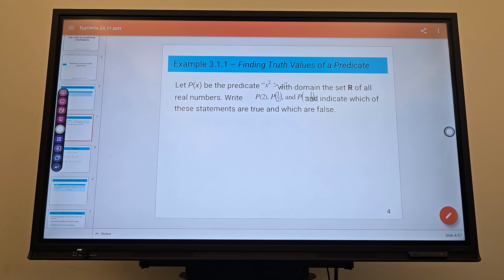So let P of x be the predicate x squared is greater than x, with the domain the set R of all real numbers. Which of these statements here are true and which are false? P of 2 would be x squared is greater than x, so 4 is greater than 2. That would be true.